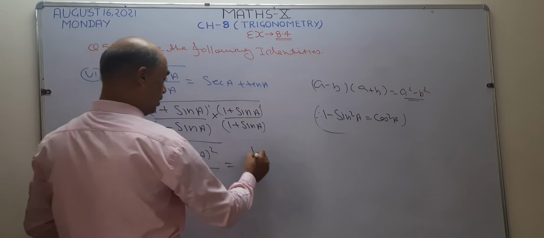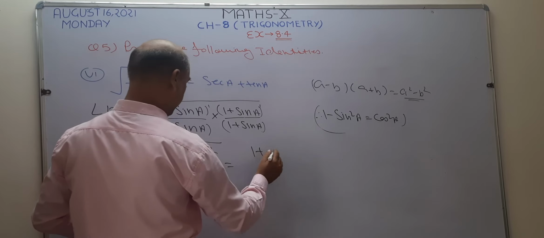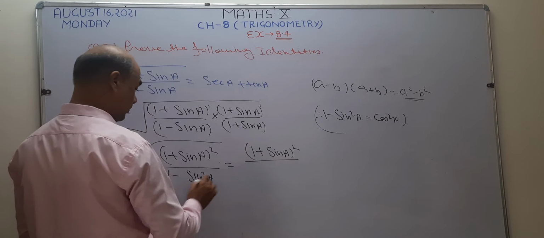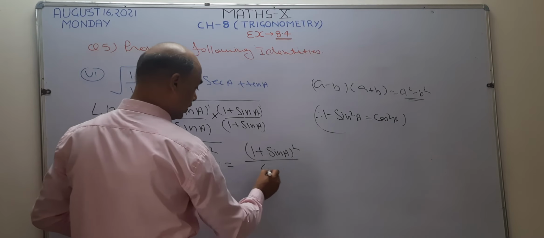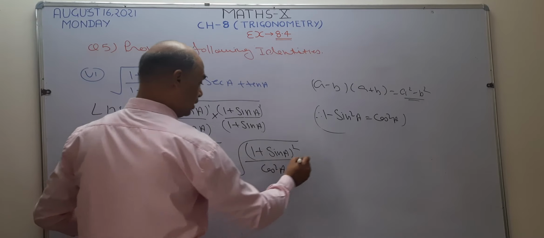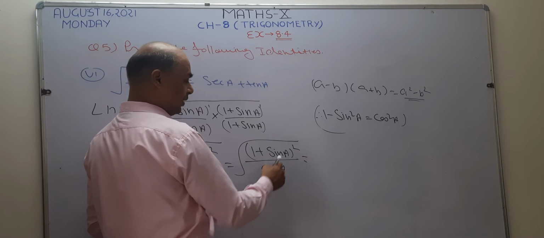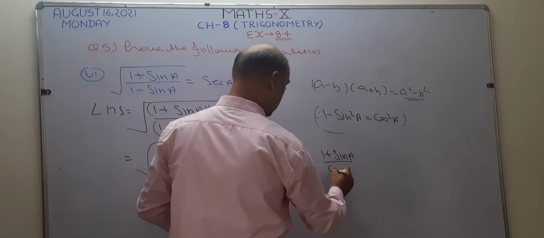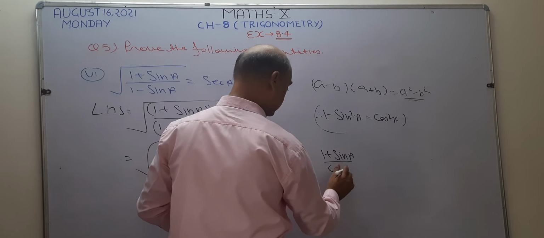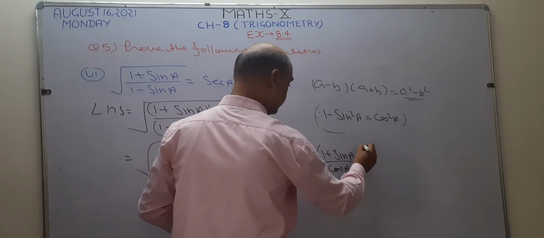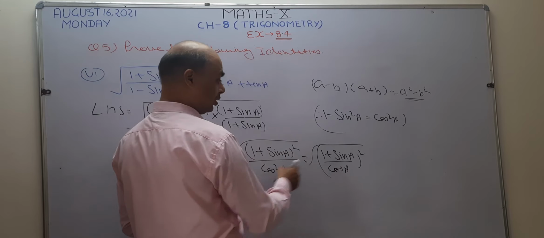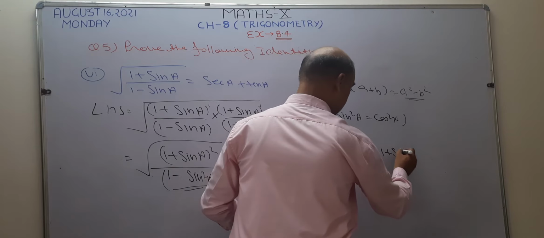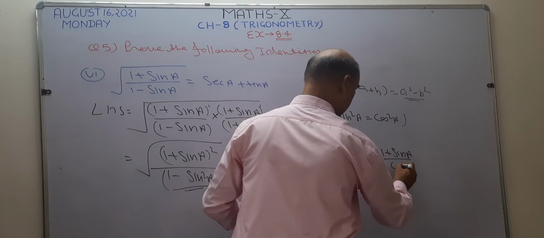In the next step, the numerator part is going to remain the same and the denominator becomes cos square A. So write here cos square A. Now both numerator and denominator have squares, so can I write the square root of 1 plus sin A upon cos A, whole square? Because numerator and denominator both have squares, I can make a whole square. Now the square and the square root cancel. So what is left? 1 plus sin A upon cos A.